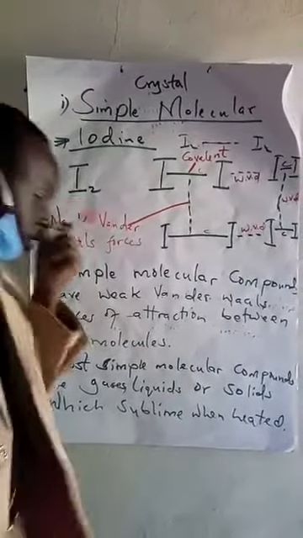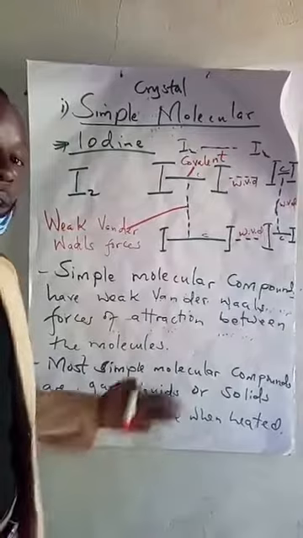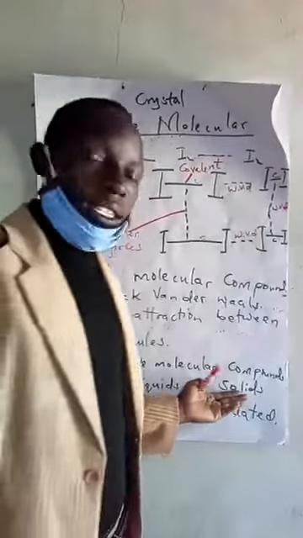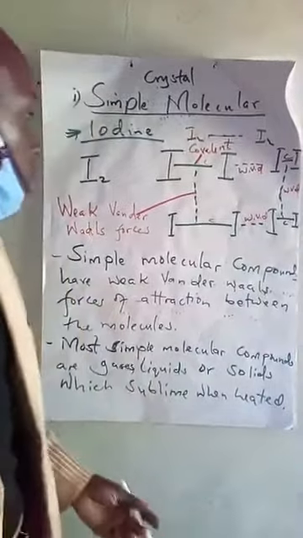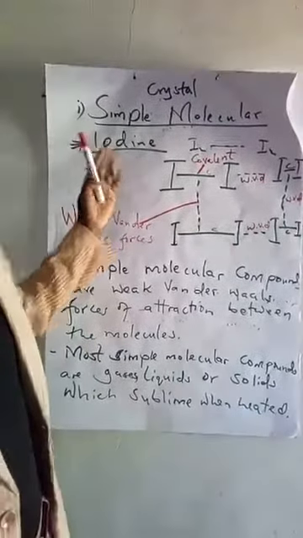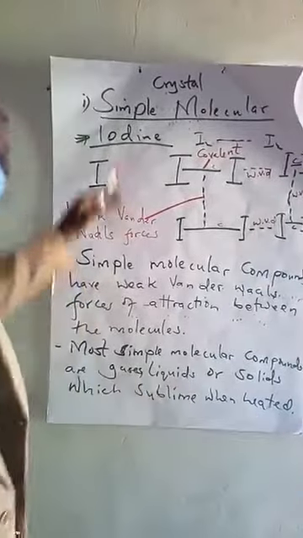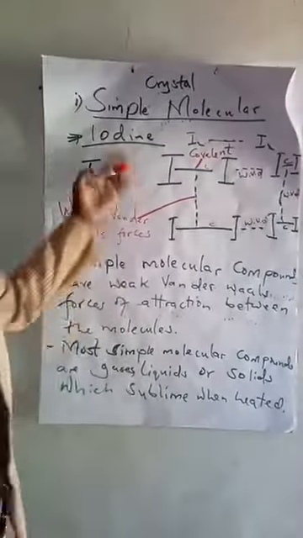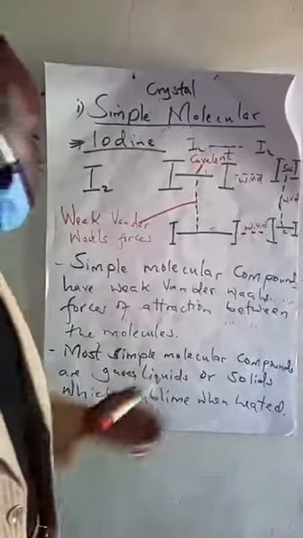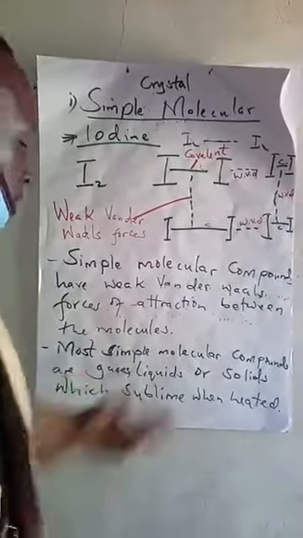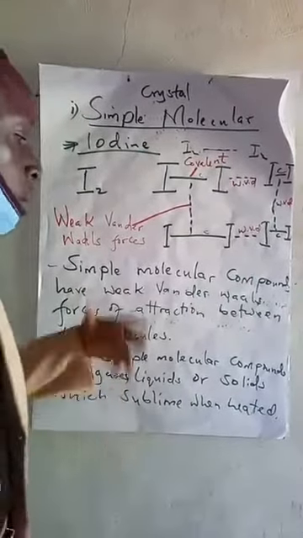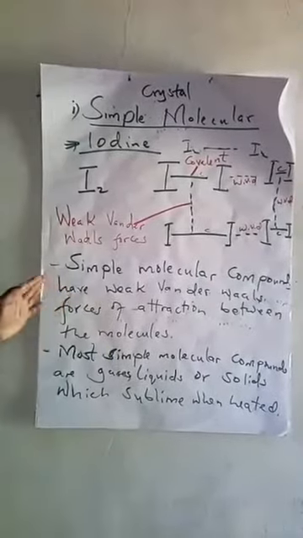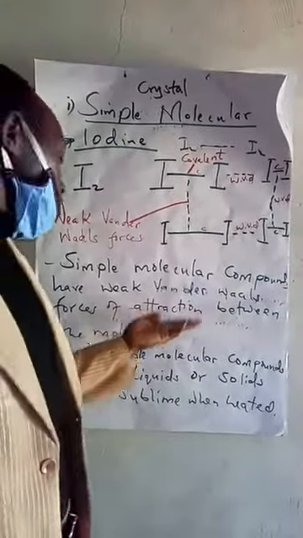Some are liquids, for example bromine. Bromine is a liquid and is an example of a simple molecular compound. Or solids. These solids sublime when heated. Examples include iodine. Iodine is a solid at room temperature and it sublimes when heated. We also have sulfur, which sublimes when heated. So we are saying simple molecular compounds have weak van der Waals force of attraction between the molecules.